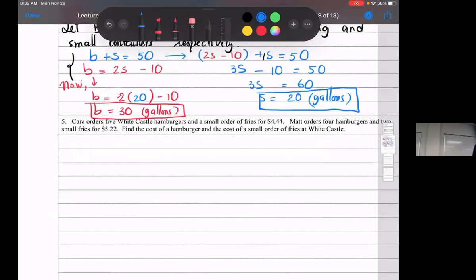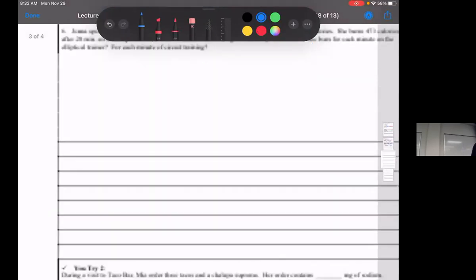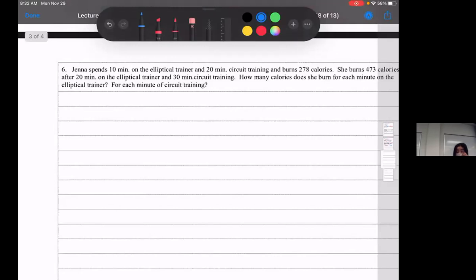We're going to skip number 5. We're going to do number 6. By the way, we did this one before. Do you guys remember the elliptical trainer and the circuit training? Last lecture, they kind of gave us the equation, but let's do it ourselves. Don't look back. Let's do it ourselves.